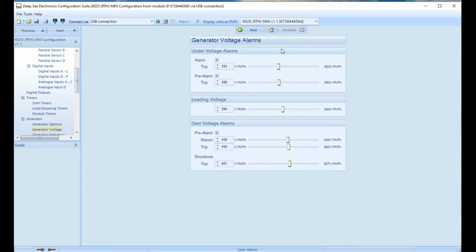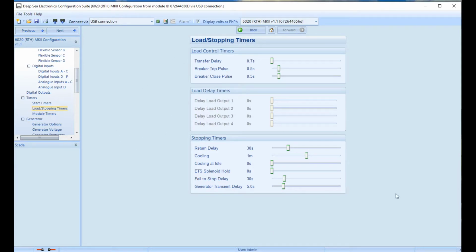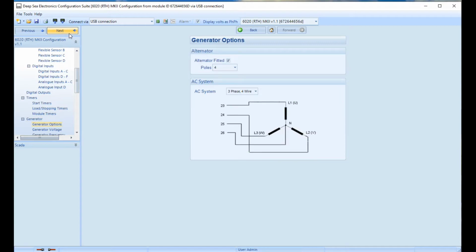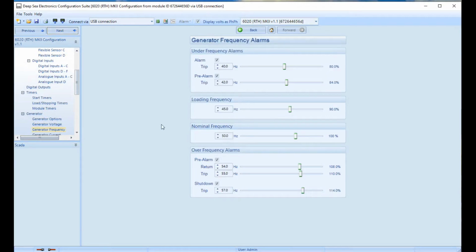So we go to the next. You noticed that in the voltage you cannot see the delay here, because if we go back, we have the transient delay. This is what we call the total delay for your voltage under and over, and the frequency is also included in the delays. So in here you cannot see the delay, because that is the total for the frequency under and over, or the voltage under and over.